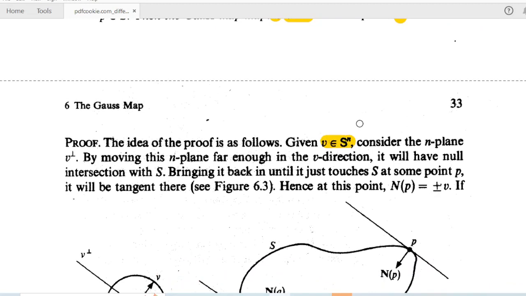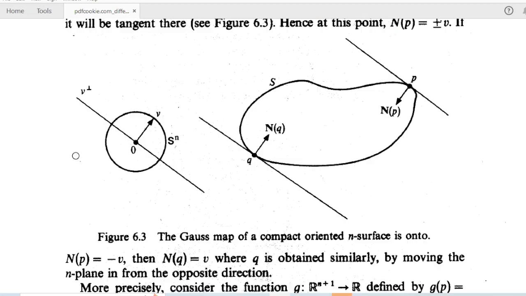S^n is the codomain, and we are considering a vector v that belongs to S^n. Consider the n-plane v perp, the set of vectors orthogonal to the vector v. By moving this n-plane far enough in the v direction, so in the figure we can see that this is S, this is S^n. So the Gauss map is a map from S to S^n.